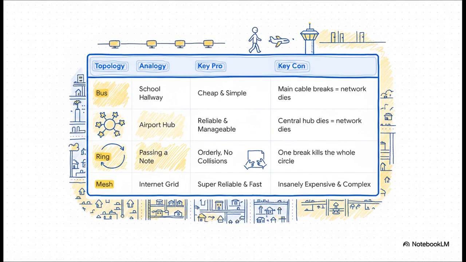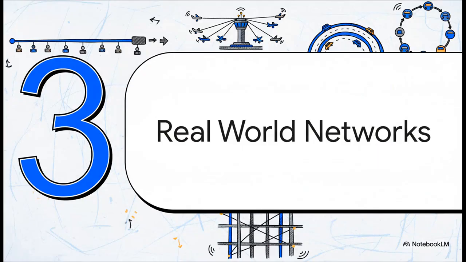Okay, let's just pause for a quick recap. Looking at this, you can really see how each topology, with its analogy, has a very clear main benefit and a really major drawback. It ranges from the cheap but fragile bus all the way to the super reliable but insanely expensive mesh. So we've seen these pure forms, but how does this all actually work in the real world?